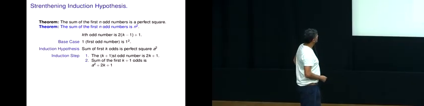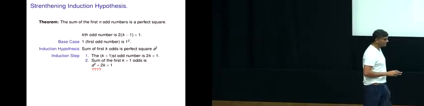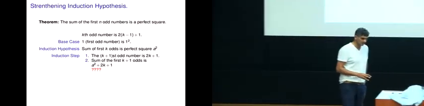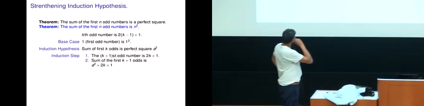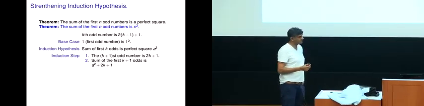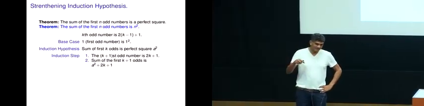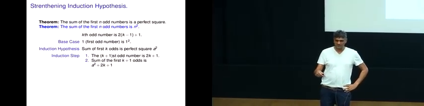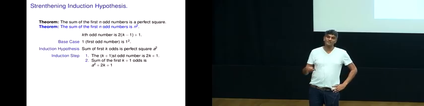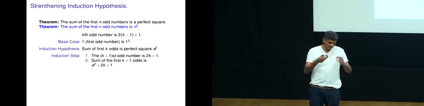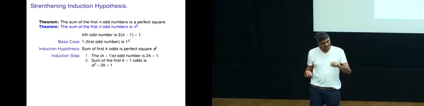What we do is we try to prove something that looks harder. So the sum of the first n odd numbers is n squared. Not only are we saying it's some perfect square, we're saying it's this perfect square. So it's a stronger theorem. Now we have to prove more. We're going to prove the form is exactly n squared.